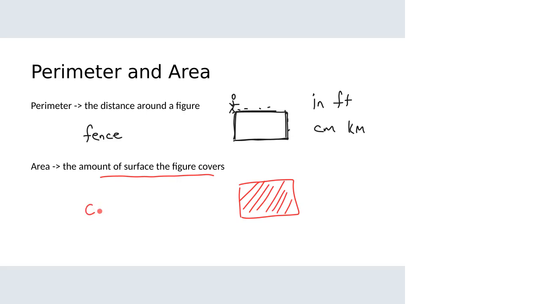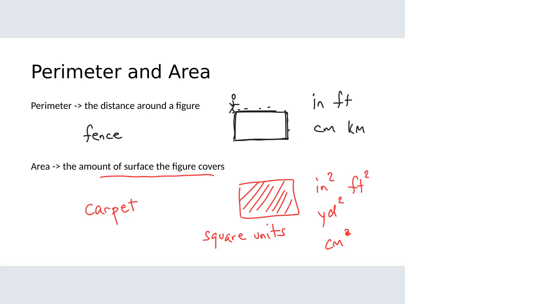Instead of thinking of a fence, I want you to think of the carpet. If you were going to buy carpet, it would cover the floor. And so when we're talking about area, we're going to talk about units that are square units. If you've ever bought carpet, you know that that's the case. When you buy carpet, you buy it in, well, probably not in square inches, but square feet or square yards, or it could be square centimeters.